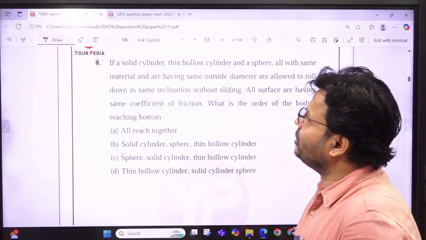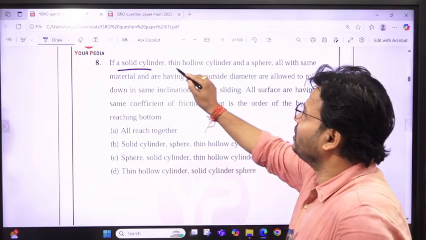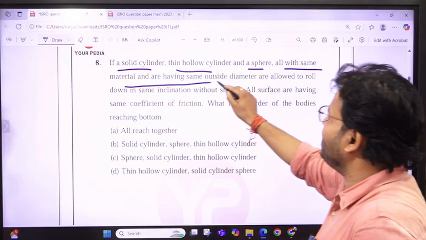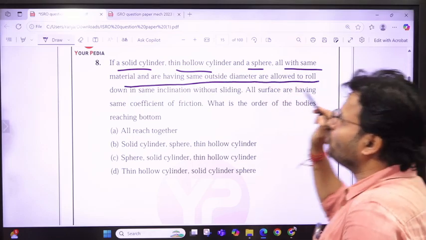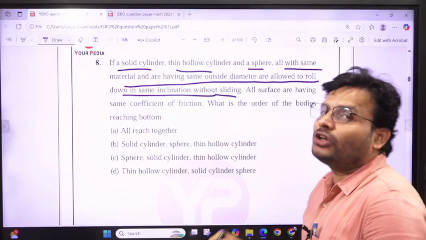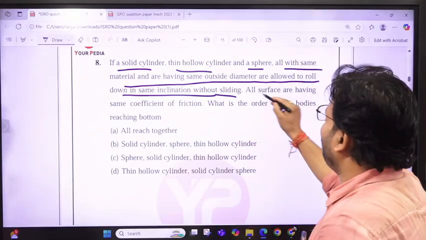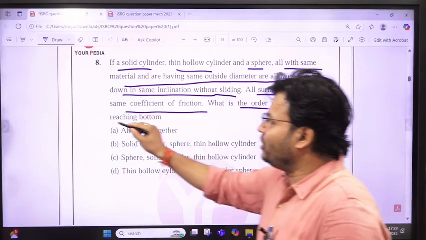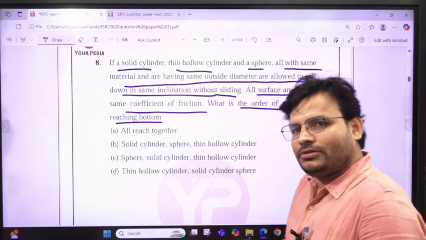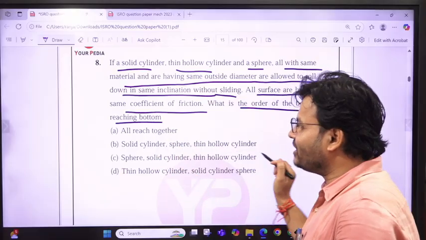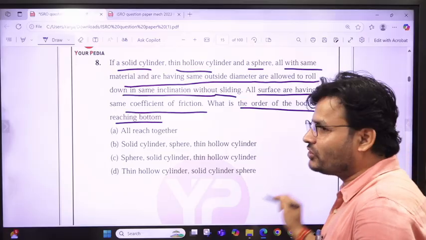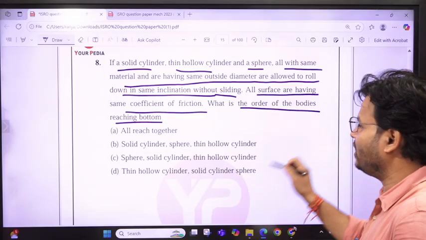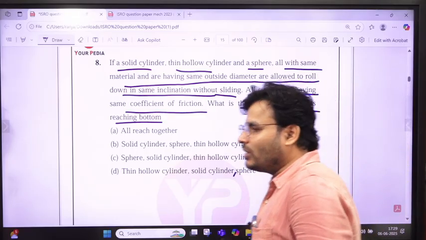The question is: a solid cylinder, a thin hollow cylinder and a sphere, all of the same material and having the same outside diameter, are allowed to roll down the same inclination without sliding. All surfaces have the same coefficient of friction. What is the order of the bodies reaching the bottom? Options: all reach together; solid cylinder, sphere, thin hollow cylinder; sphere, solid cylinder, thin hollow cylinder; thin hollow cylinder, solid cylinder, and sphere. That is the question. What will be the answer?